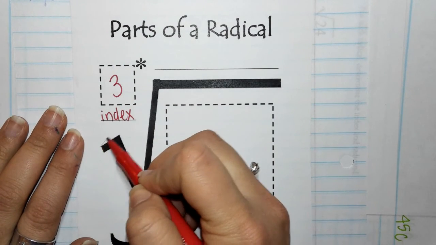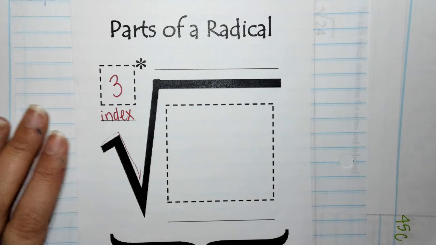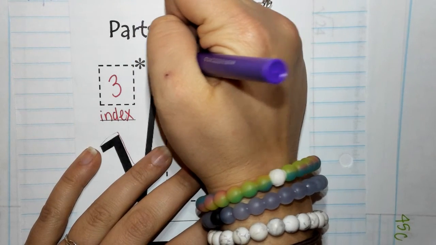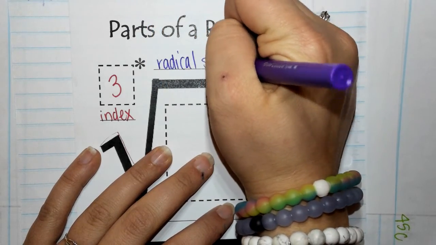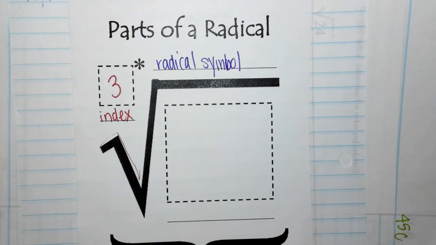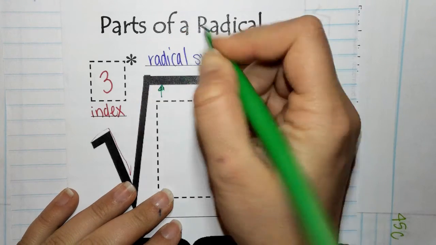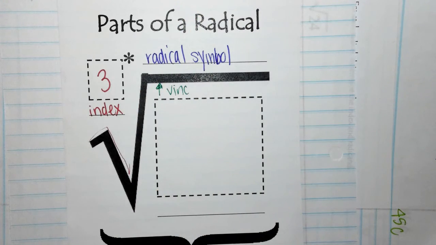What is this whole thing called? The entire thing. No, the entire thing, guys. A radical symbol. Take a point. All right, what is the name of this bar right here? Vinculum. Take a point. Who can spell it without looking at their paper?